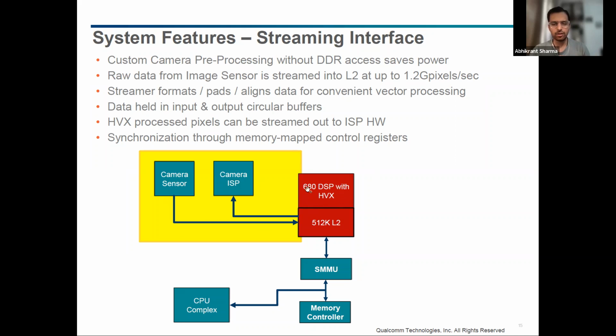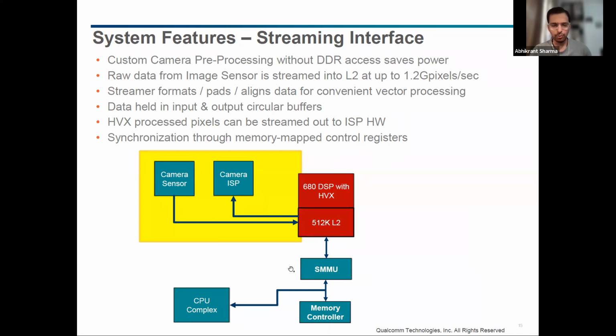It can be processed on HVX, and then it can be shared with the camera image signal processor, which can do further post processing on the data. But a lot of the hard work can be done by the HVX through the camera streaming happening directly into the L2 cache.